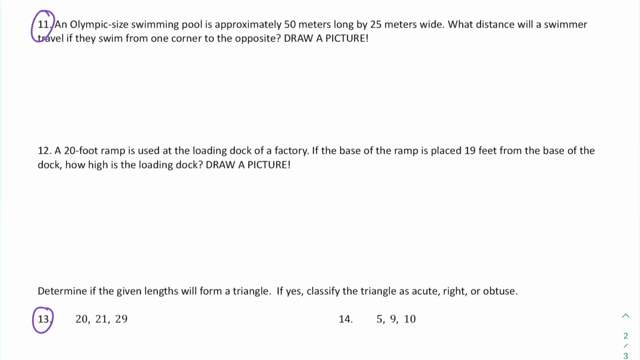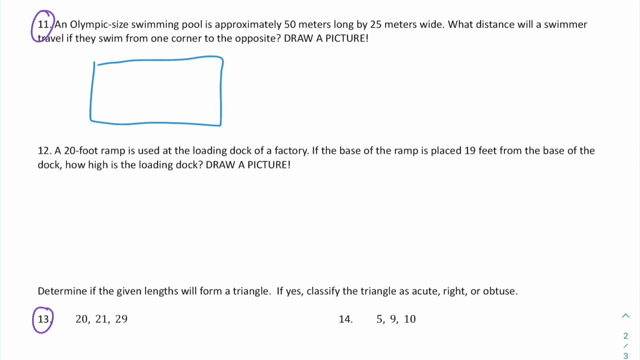All right, so on the back, a couple different things going on. We have a couple word problems. My suggestion is to draw it out. And then we're going to talk about some of our inequalities with triangles and special right triangles at the bottom. So for number 11, it says, an Olympic-sized swimming pool is approximately 50 meters long by 25 meters wide. What distance will a swimmer travel if they swim from one corner to the opposite? Draw a picture. So again, we want to start by drawing a picture.